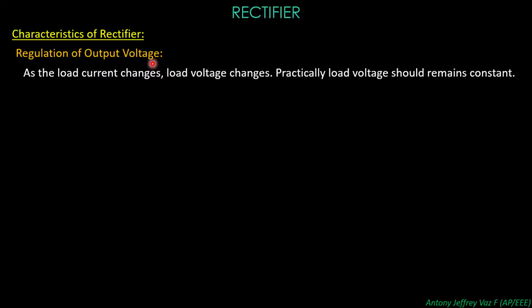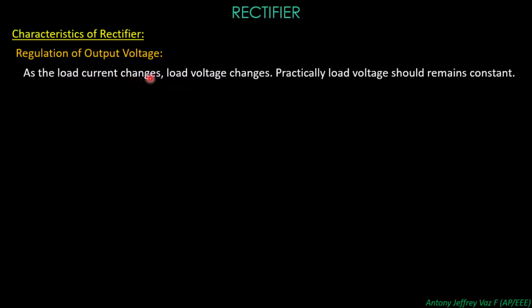Before seeing these concepts, we need to know some important characteristics of a rectifier by which they are measured. The first one is the regulation of output voltage. The output voltage is the end voltage given out by the rectifier after converting the AC signal into a DC signal. So the nature of the output voltage is DC, which represents direct current.